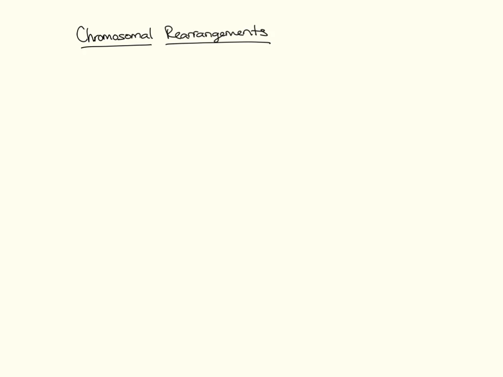So far we've talked about mutations in genes at the level of different base pairs, which lead to different alleles. But today we're going to be talking about mutations in chromosomes. These are chromosomal rearrangements. These are changes to the structure of chromosomes. So unlike a single nucleotide change, chromosomal rearrangements involve large-scale alterations to the chromosome.